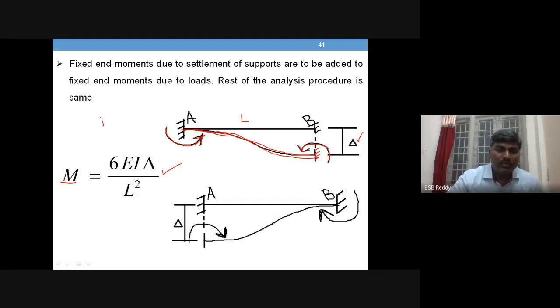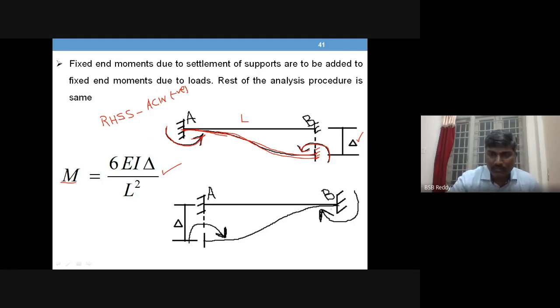So if the right hand support sinks, then we will have anti-clockwise moments, which means they are negative. We are writing anti-clockwise moments as negative moments. So both the values are minus.